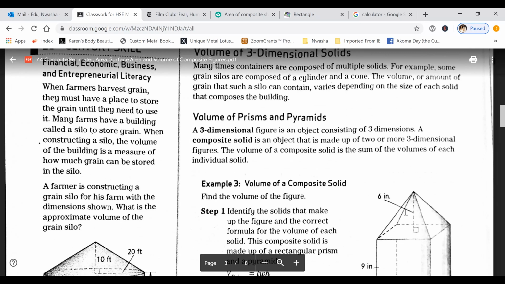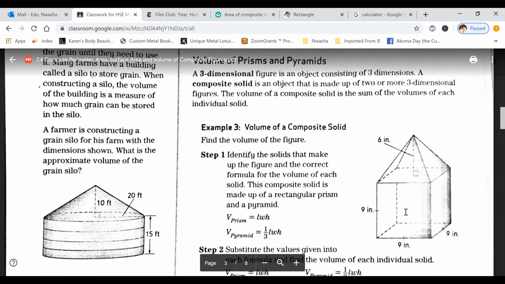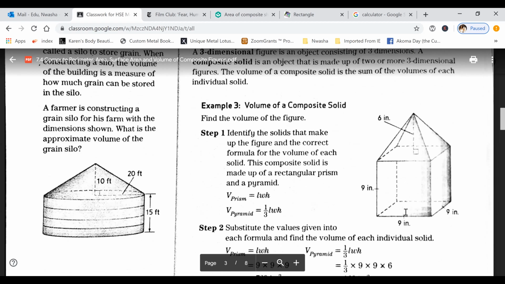So when farmers harvest grain, they must have a place to store the grain until they need to use it. Many farms have a building called a silo to store grain. When constructing a silo, the volume of the building is a measure of how much grain can be stored in the silo. A farmer is constructing a grain silo for his farm with the dimensions shown. What is the approximate volume of the grain silo? So now we're looking at this figure.